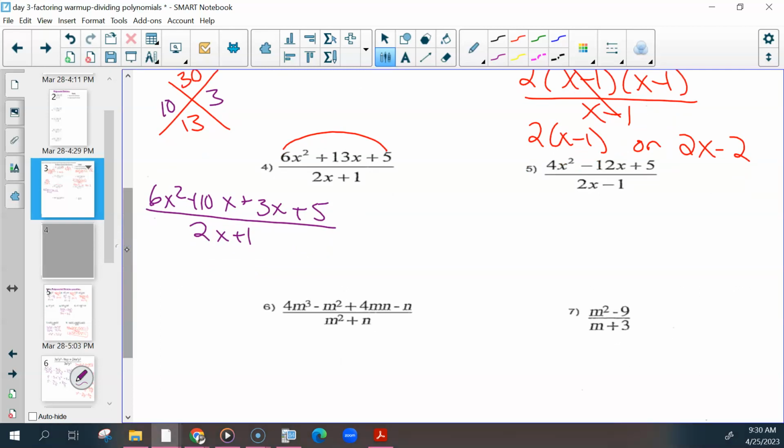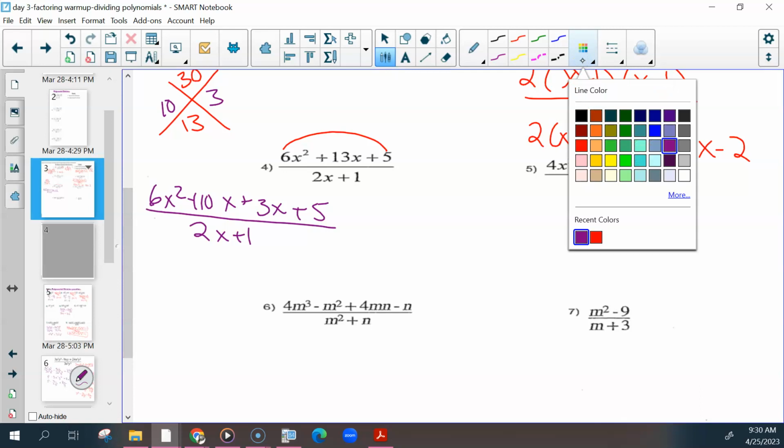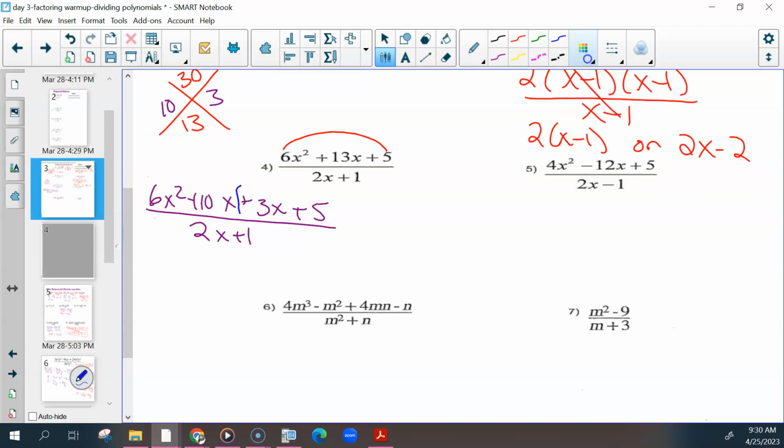Right? And then you can split the middle because now we're grouping. What do these first two have in common? 2 and 2x. If we divide that out of the first 2, what's left? 3x. Yeah, 3x plus 5. Yes, that's it.